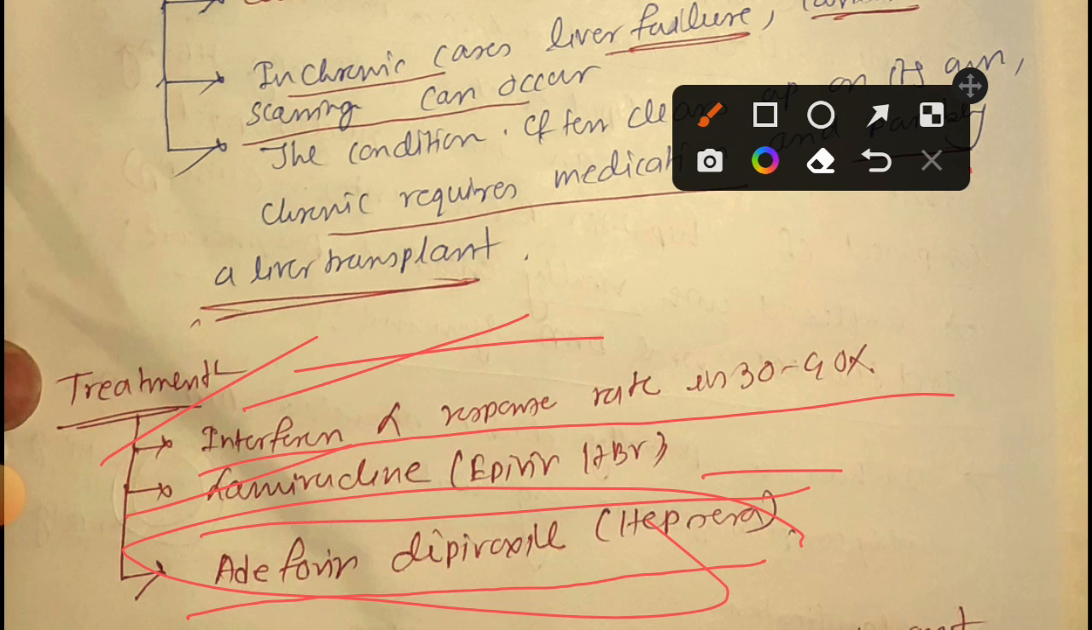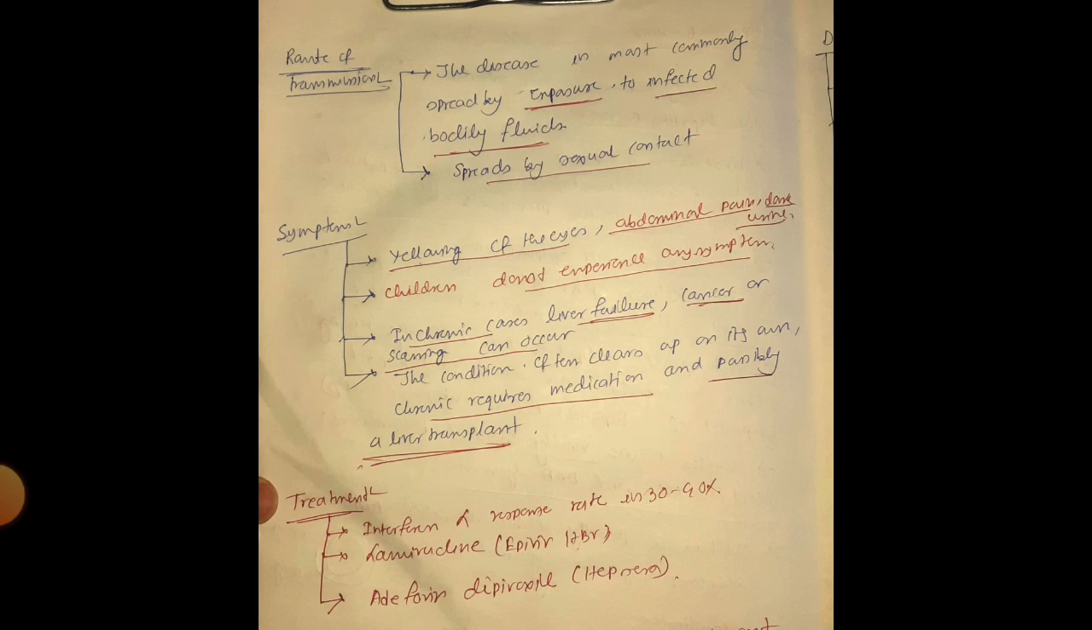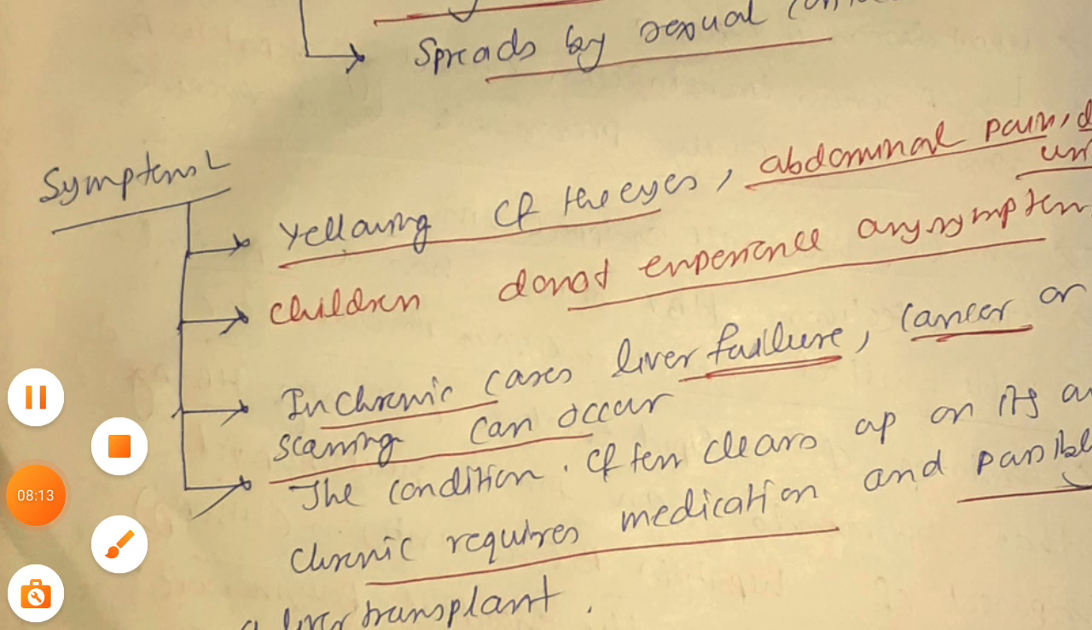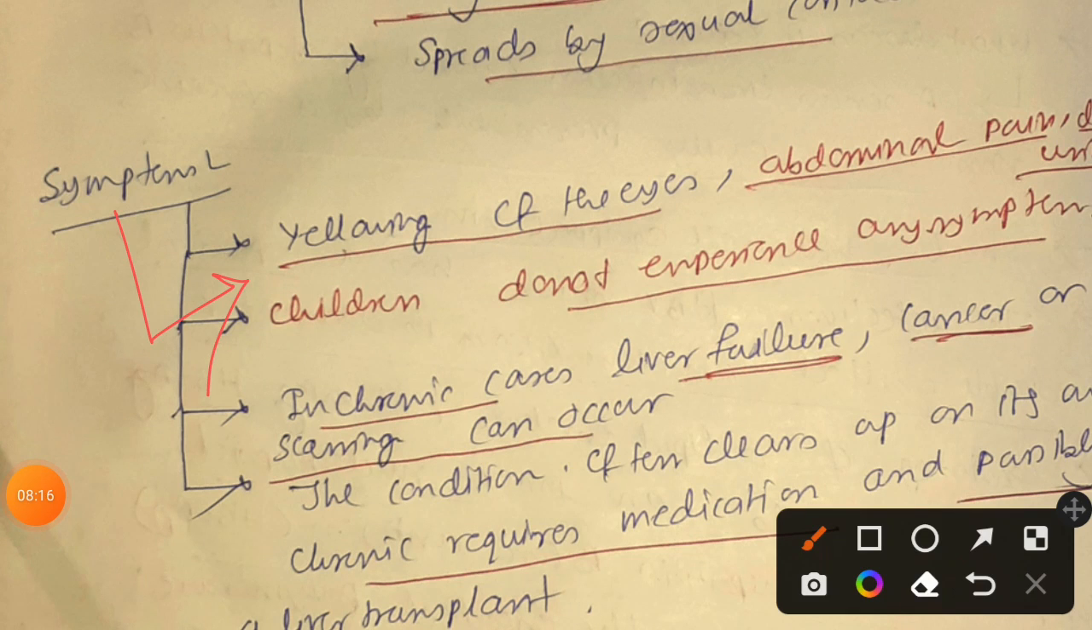Okay, so in that slide we have learnt about the route of transmission. The route of transmission is exposure to infected body fluid, that can be anything, and the symptoms are quite similar to jaundice. So yellowish eyes, dark urine, abdominal pain occur, and in case of children there will be no symptoms observed, and if chronic infection occurs, then there can be liver failure, a possible chance of cancer, and scarring can occur.